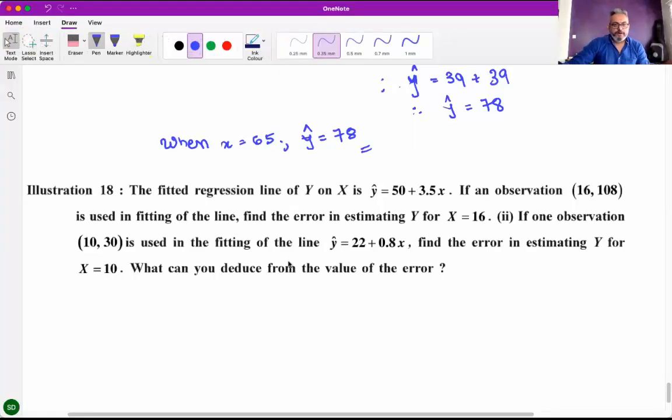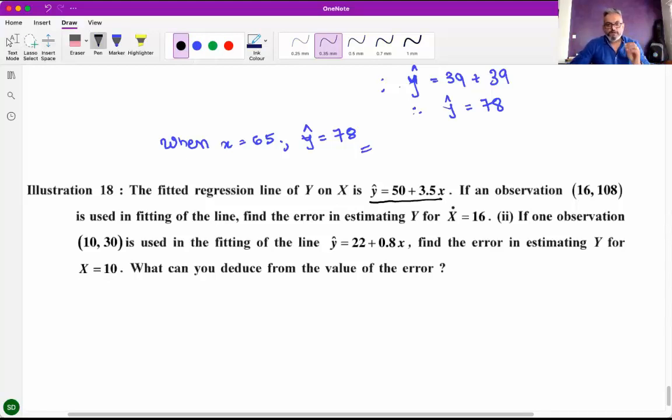Now, illustration 18. The fitted regression line of y on x is y cap is equal to 50 plus 3.5x. If an observation 16 and 108 is used in fitting of the line, find the error in estimating y for x is equal to 16.